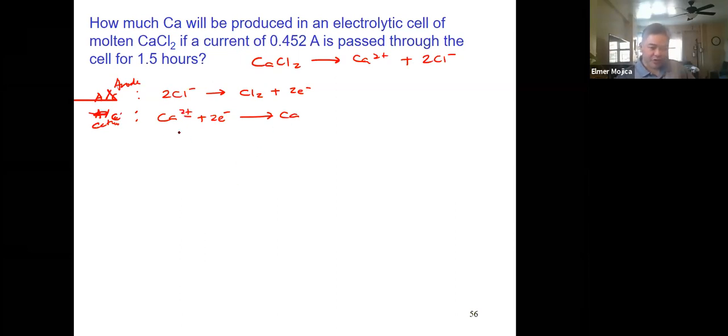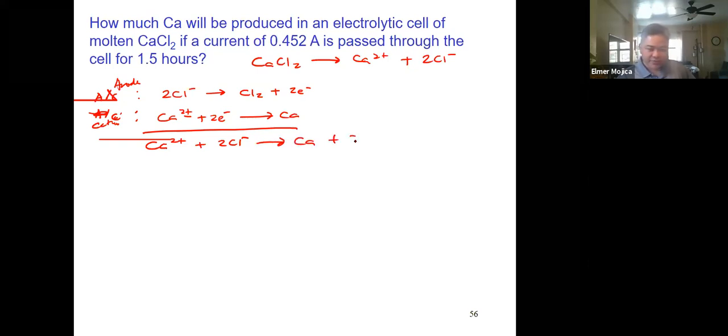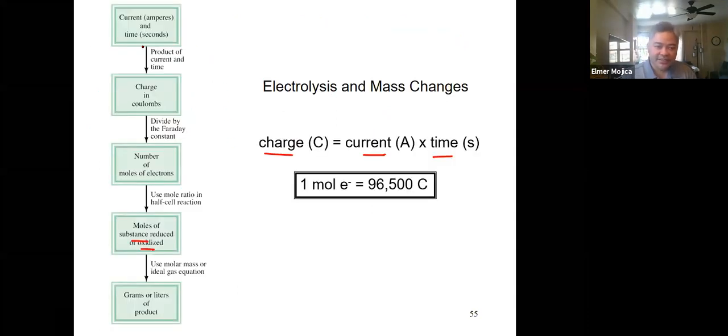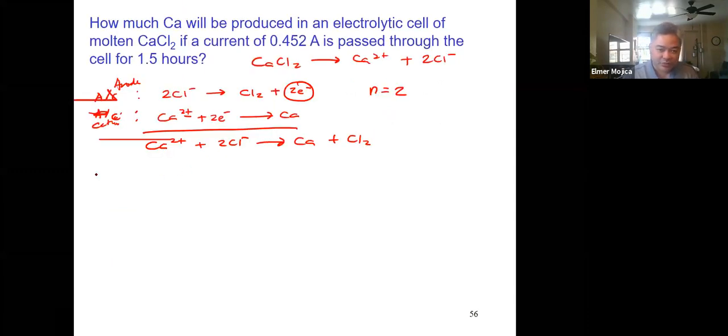Okay? So if we're going to look at the reaction overall, it is calcium 2 plus and 2 chloride producing calcium and chlorine. So how many electrons are involved? So I can say it's 2. So how are we going to do the calculation here? If we follow this one, current and time give you the charge. So I can look at the current as what? 0.452 ampere. Ampere is really coulomb per second.